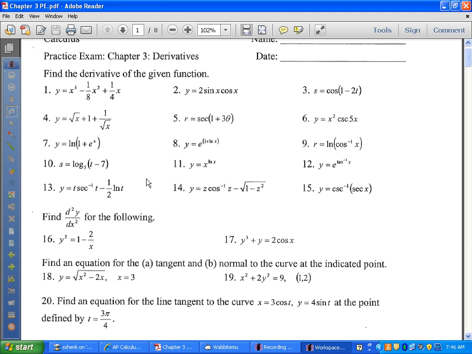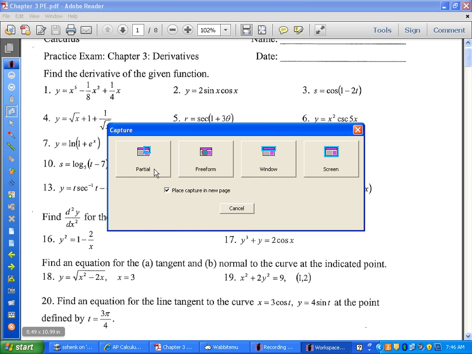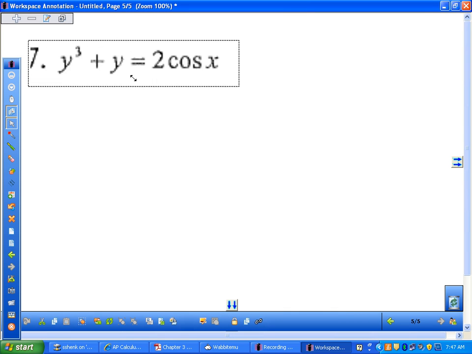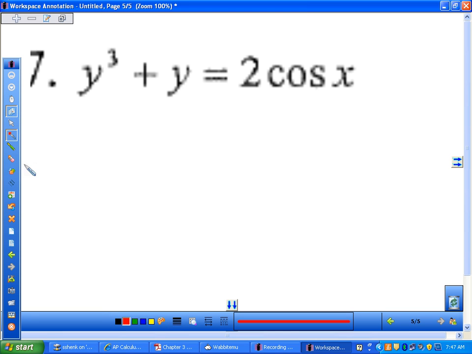Let's recap one of the second derivatives. How about we look at 17? In 17, we want to find the second derivative for that function. In order to do the first derivative, we again have to do implicit differentiation. What would the derivative of y cubed be? 3y squared y prime. I'm going to use y prime here because we're going to find a first and a second derivative, so y prime is a little easier than writing dy/dx. Plus, what's the derivative of y? Just y prime.